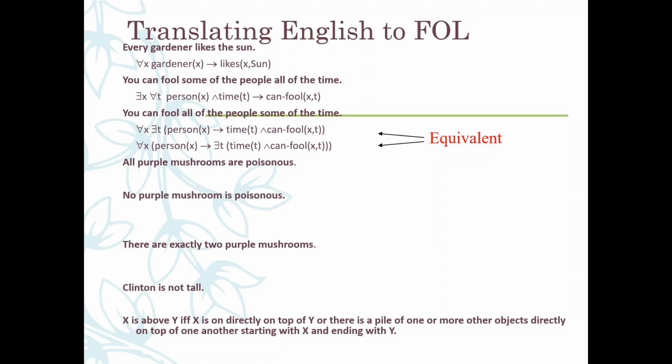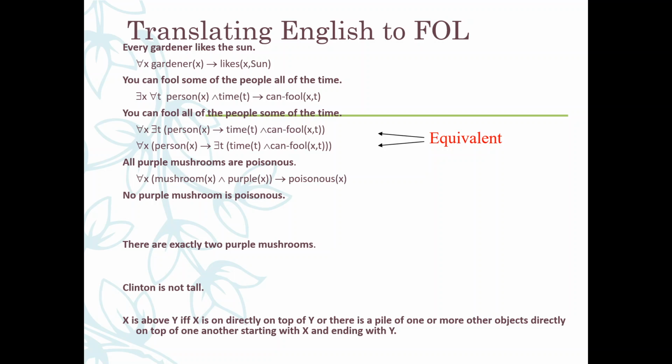Another sentence is that all purple mushrooms are poisonous. So for all x, mushroom(x) and purple(x), that is, x needs to belong to the mushroom category as well as the purple category. And what is the implication? That x will be poisonous.